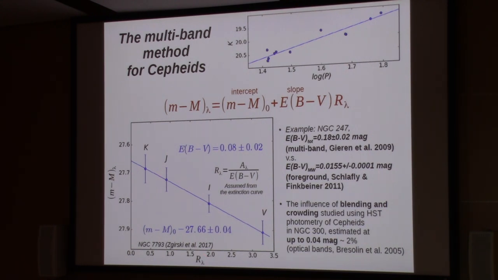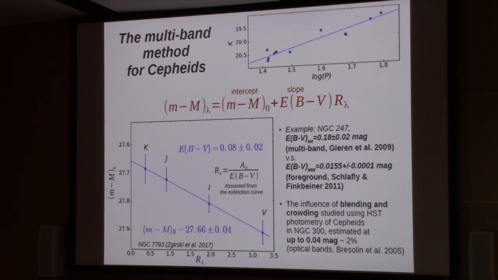And what we determine in such a fit, so we have visual, I band 900 nanometer, J 1.2 micrometer, K 2.2 micrometer. But what we determine here, the intercept is the true distance modulus to this galaxy, and the slope of such relation is the mean reddening that affects Cepheids.